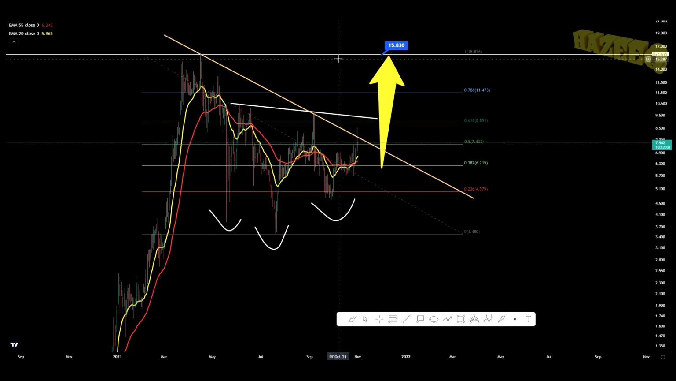Today we're taking a look at Theta. I do want to say that I'm not a financial advisor. You should do your own research before investing money into crypto.